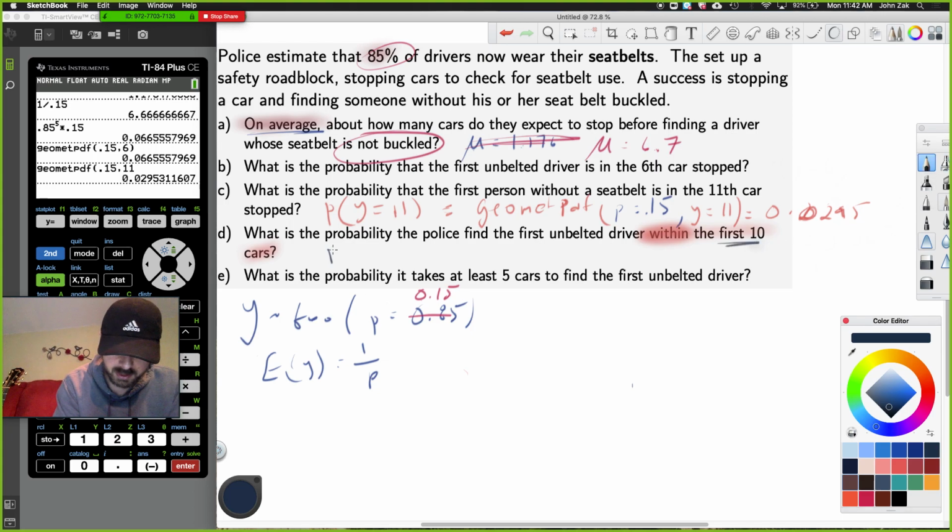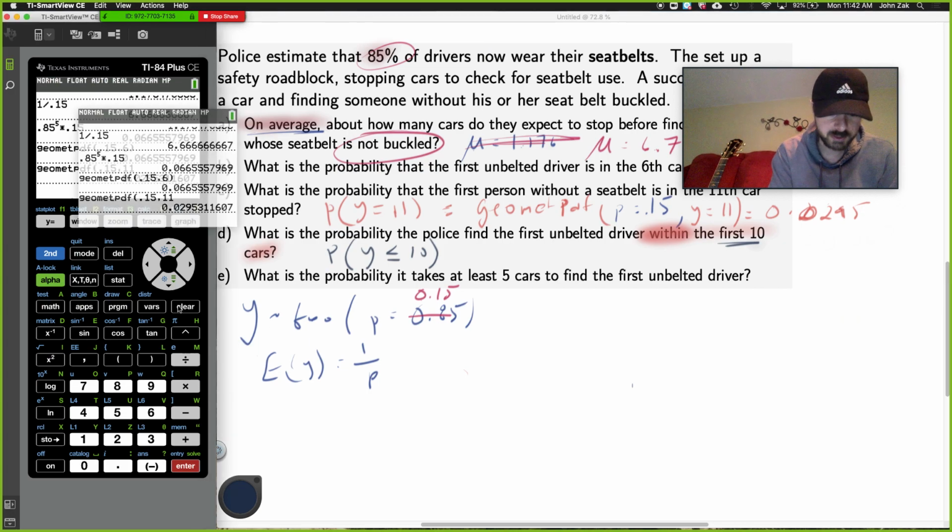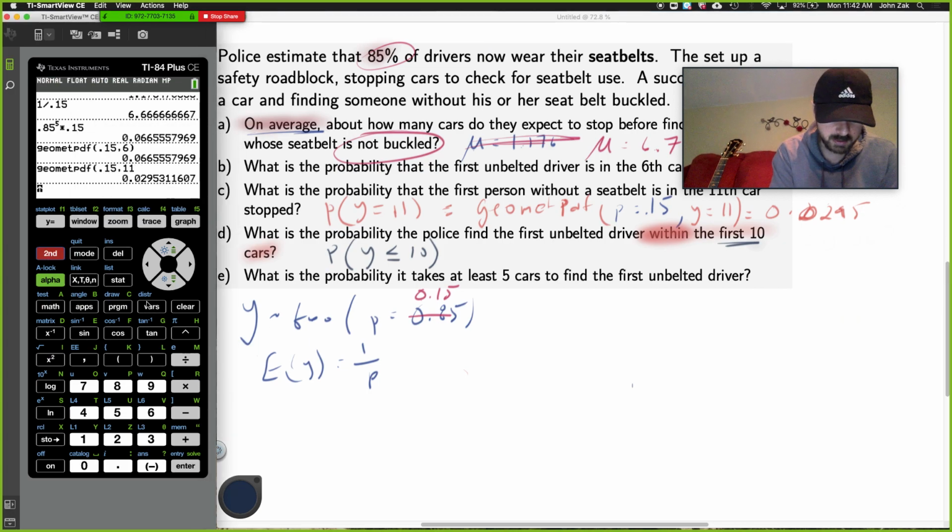So this is going to be the probability that Y is within the first 10, so less than or equal to 10. Now, this would be annoying to calculate, right? This would mean calculating that it happens the first time, the second time, the third time, the fourth time, all the way up to the 10th, and summing them. You don't want to do that. This is where we're going to be very happy that our calculator has a CDF function. So we'll go to our calculator, and I'm going to go to second vars.